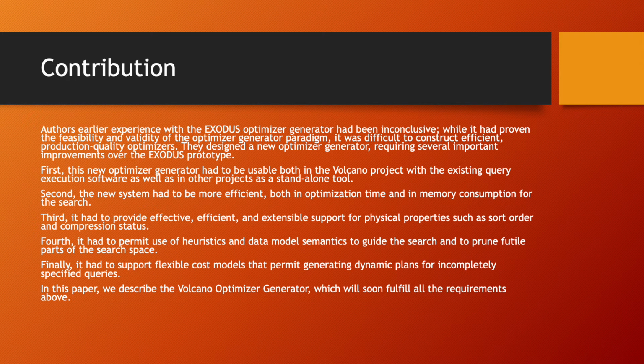First, this new optimizer generator had to be usable both in the Volcano project with the existing query execution software as well as in other projects as a standalone tool. Second, the new system had to be more efficient both in optimization time and in memory consumption for the search. Third, it had to provide effective, efficient, and extensible support for physical properties such as sort order and compression status.